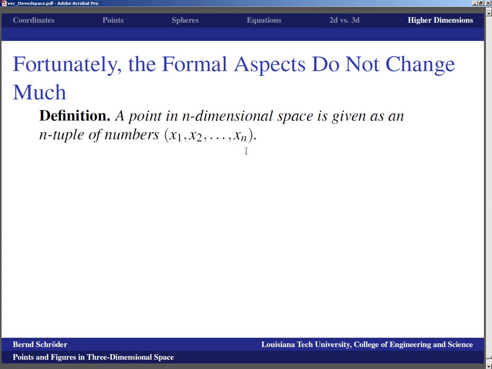So as long as we are on top of all the formal aspects, if we need to describe something with 11 dimensions, it's just 11 numbers. So what? We write them down, we deal with them.